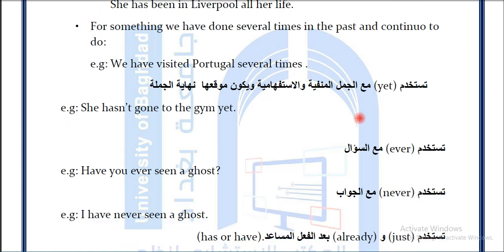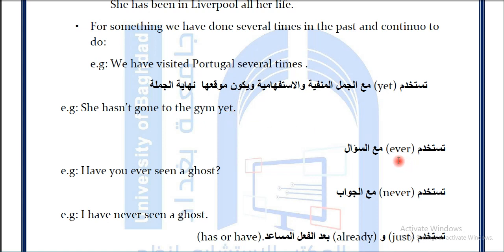Now, what do we have? We have yet. When we use yet, where is it in the sentence? Where do we put it in the sentence? For example, yet we use with a negative sentence and at the end of the sentence. For example, she hasn't gone to the gym yet. The sentence is in negative form and yet is at the end of the sentence, so we should take yet instead of just, instead of already, instead of other adverbs.